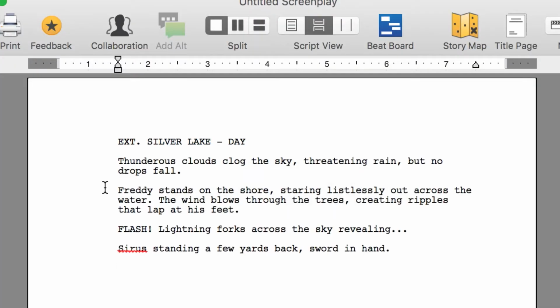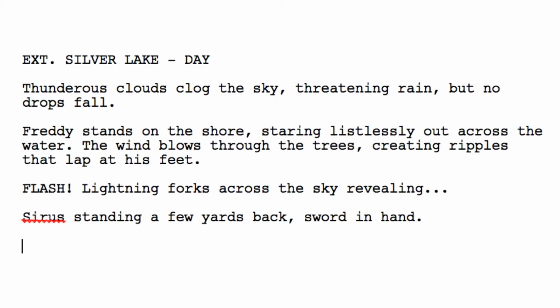Action is really simple. It's everything that happens in your film except the dialogue. Writing action is as easy as normal writing. You use proper grammar, use sentences, use paragraphs, that sort of thing. Now, writing action in the script is different than if you were writing a novel. First of all, scripts are always written in present tense, not past tense.